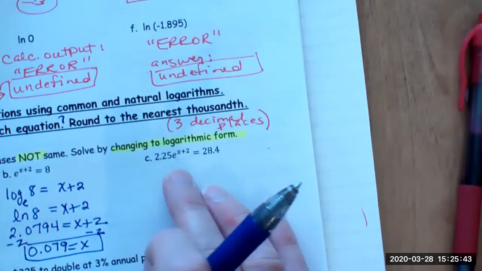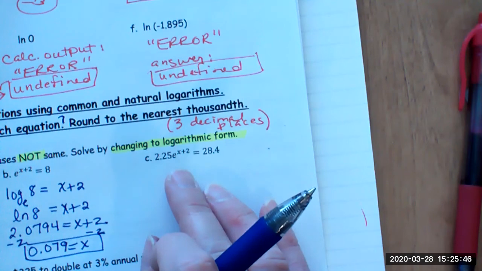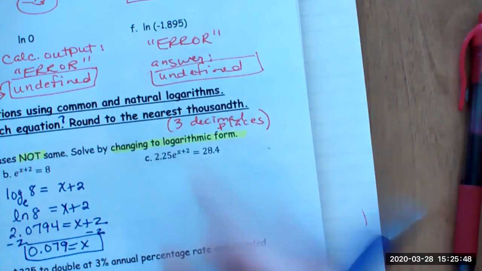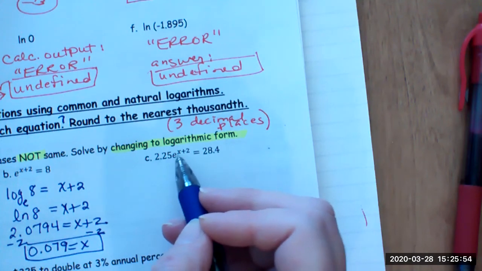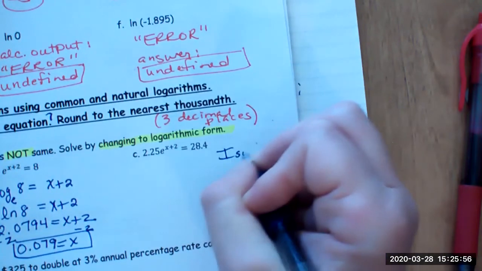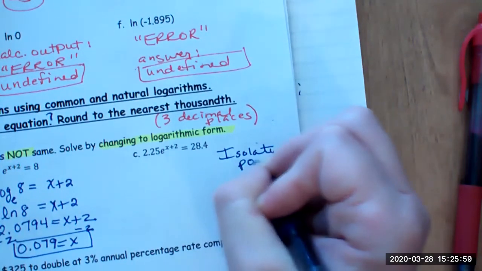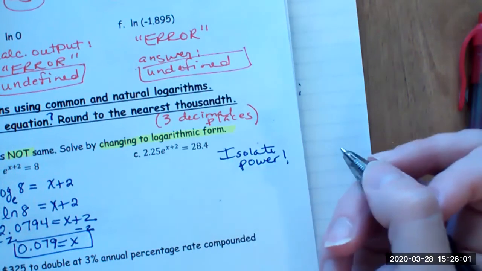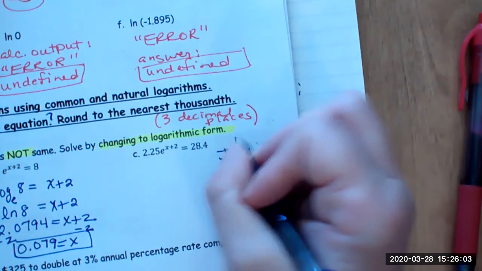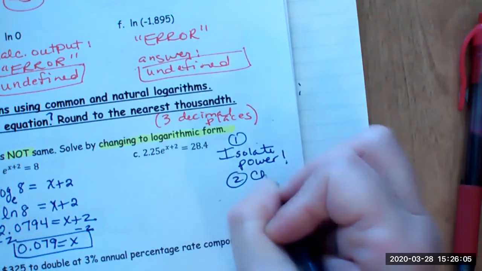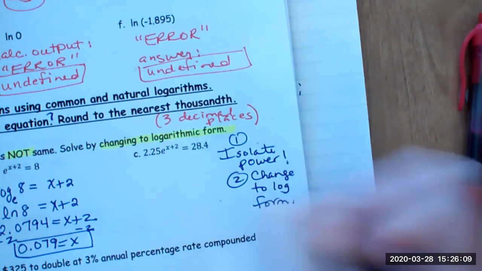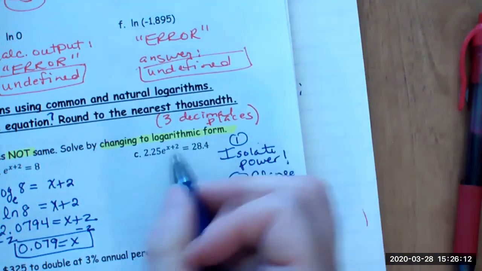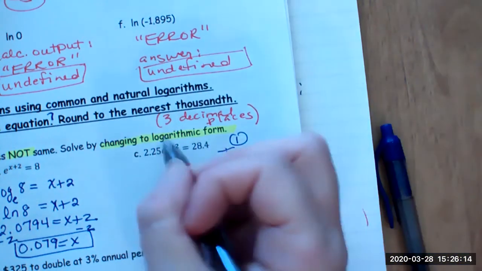Let's think about how we might work this one here. You'll notice what's different about this one is you have a coefficient in front of the power. The key to this is you need to make sure that you isolate the power first before changing to logarithmic form. So isolate the power and then change to log form.